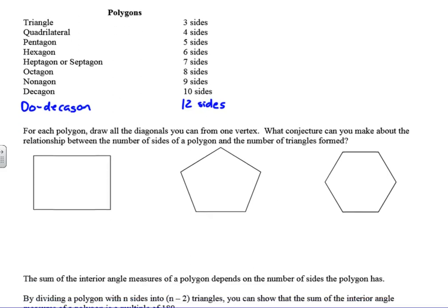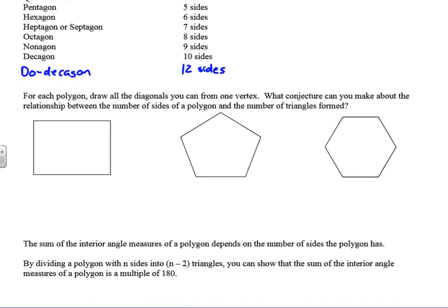When we think about polygons, we have to define what a diagonal is. A diagonal is a line that connects any vertex to a non-adjacent vertex. If we draw all the diagonals we can from one vertex, that's the only diagonal we can draw in this quadrilateral. In the pentagon, however, we can draw a diagonal here and a diagonal here. And in the hexagon, if we started here, we could draw a diagonal to this vertex, to that vertex, and to this vertex.